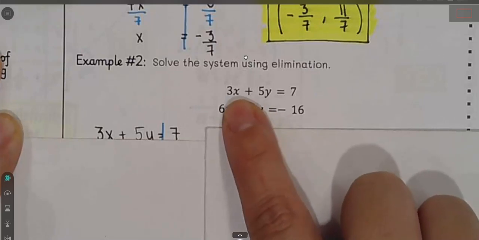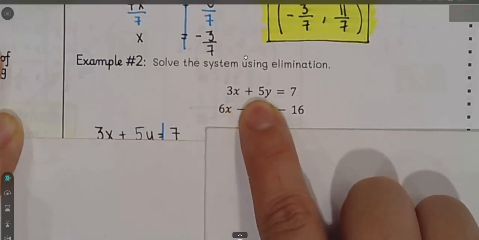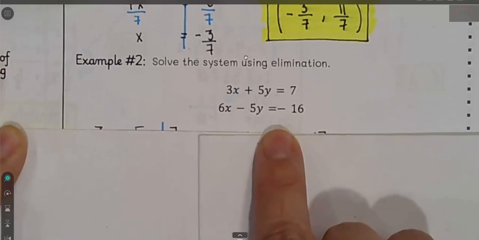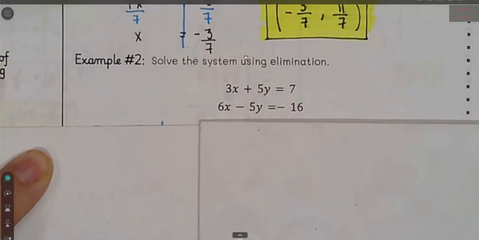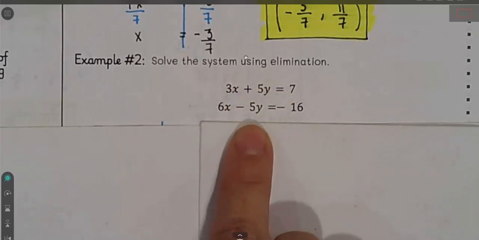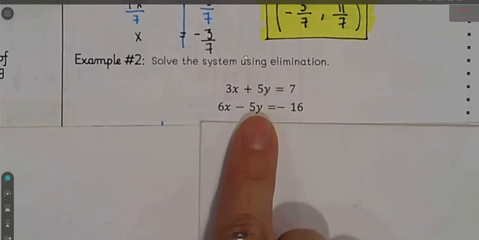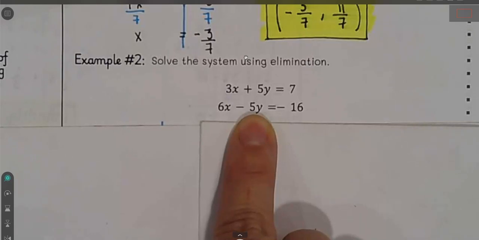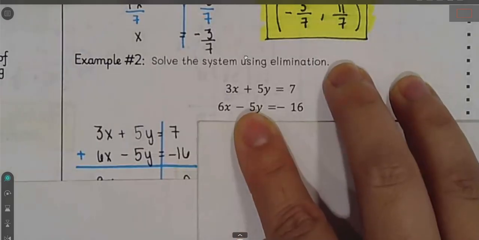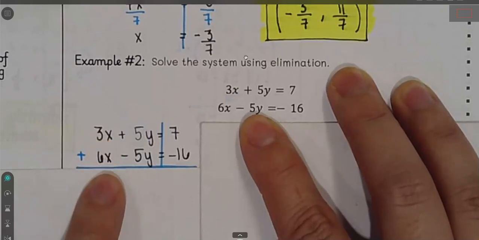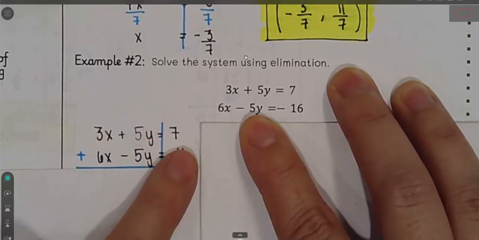Here's our linear system. 3x plus 5y equals 7. 6x minus 5y equals negative 16. Elimination is particularly a good choice if your x's or your y's have the same coefficient. Notice how my y's here, I have a 5 and a negative 5 for my coefficients. I'm going to line these up, and I'm going to add vertically.